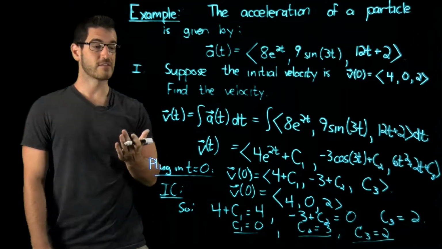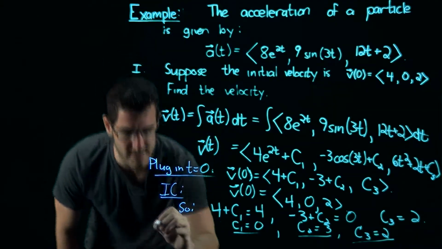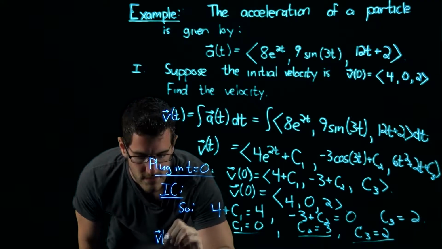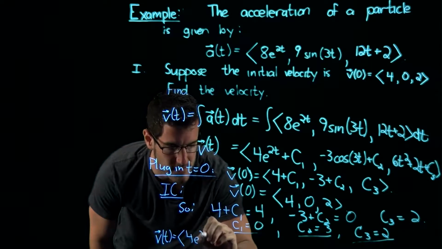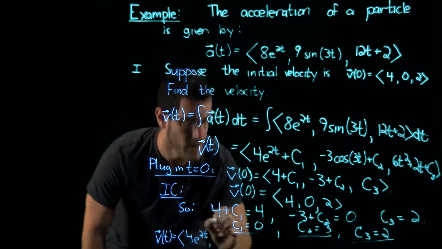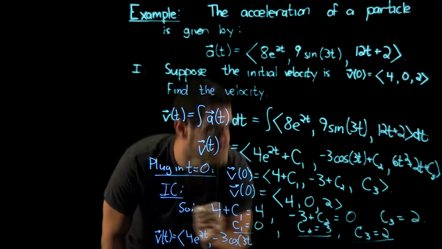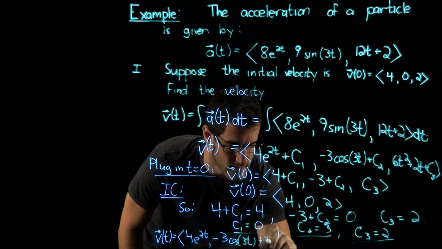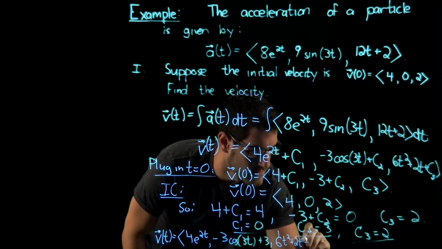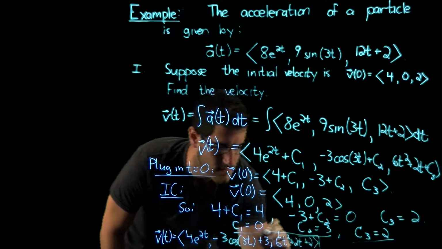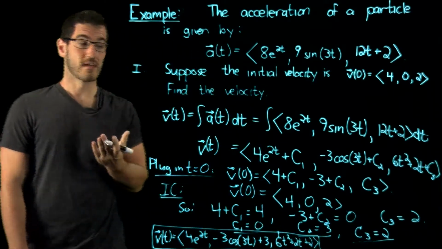So now all we have to do is plug this back into our v of t, and that'll give us exactly what our velocity is. So our v of t is 4 e to the 2t plus 0, minus 3 cosine of 3t plus 3, and 6t squared plus 2t plus 2. And that's our velocity.